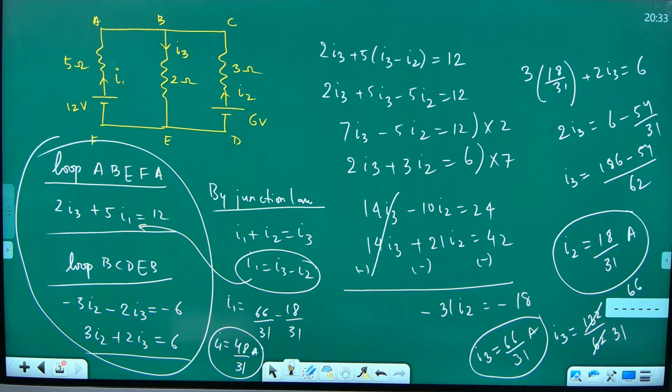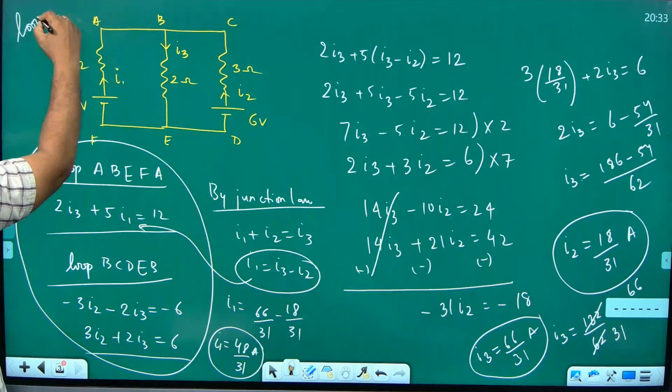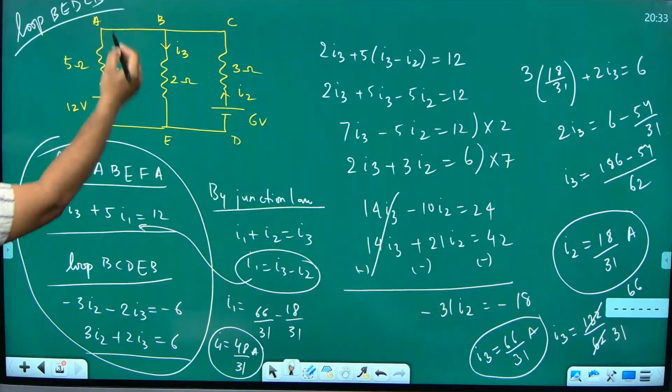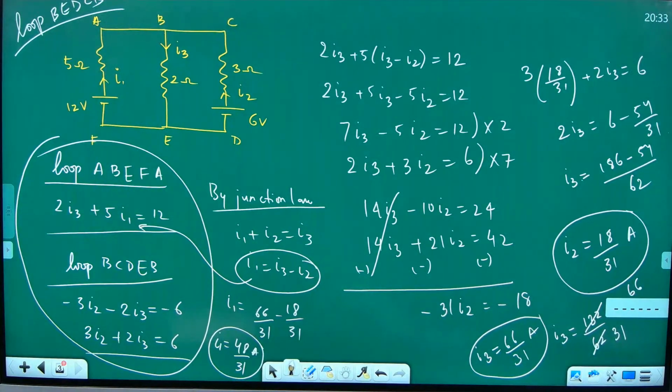One doubt, sir. Ask me, Shaktivel, no problem, please. Sir, in the second loop you have taken B, C, D, E. Can you also take it as B, E, D, C? Will the answer change or not? It will not change. Let us take, as you are saying, loop B, E, D, C, B, right Shaktivel? Yes, sir. So B to E, if I am going, it will become 2I3.